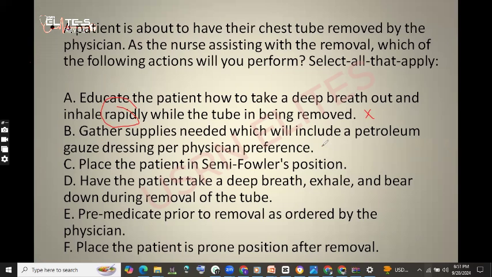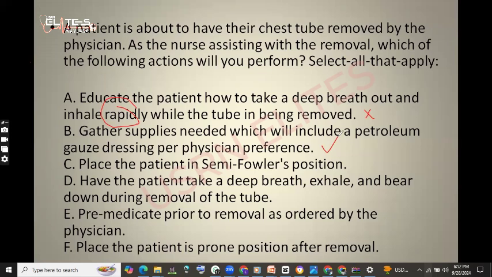Okay, so what would the petroleum gauze be used for? Someone should answer that. Cover the incision site to prevent air leak. Prevent air leak, good. So those of you who use dry gauze, it means you didn't have petroleum gauze, so you improvise.